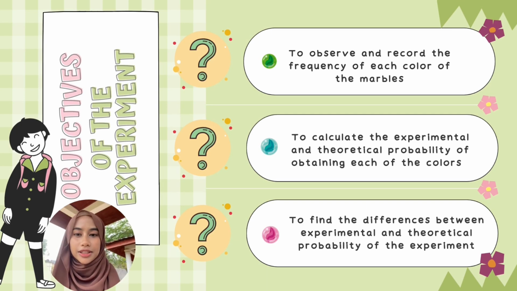Objectives of the experiment is to observe and record the frequency of each color of the marbles. Other than that is to calculate the experimental and theoretical probability of obtaining each of the color. Lastly is to find the differences between experimental and theoretical probability of the experiment.